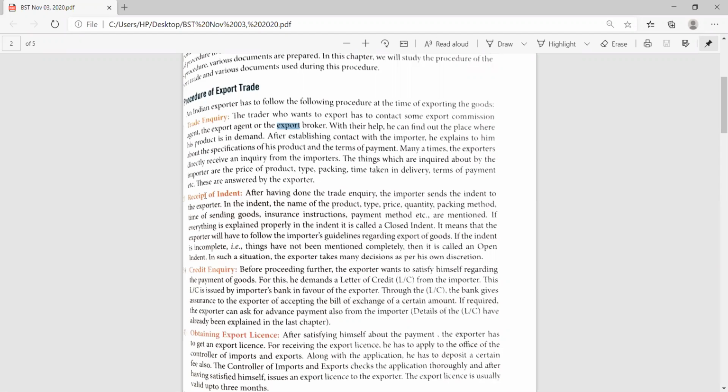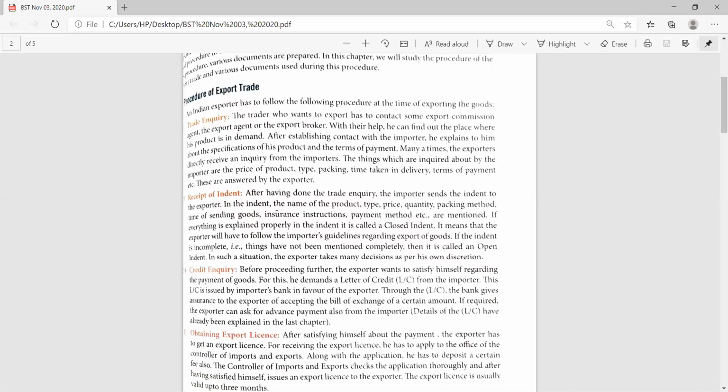Now, receipt of indent. After having done the trade inquiry, the importer sends the indent to the exporter. The indent contains the name of the product, price, quality, packing method, time of selling of the goods, insurance instruction, payment method, etc., which are to be mentioned there. If everything is explained properly in the indent, it is called the closed indent.